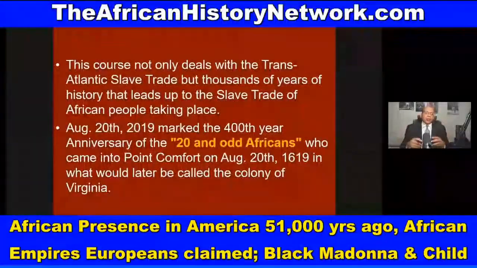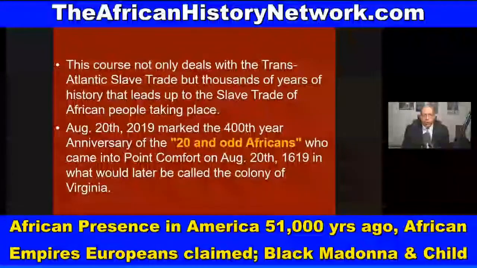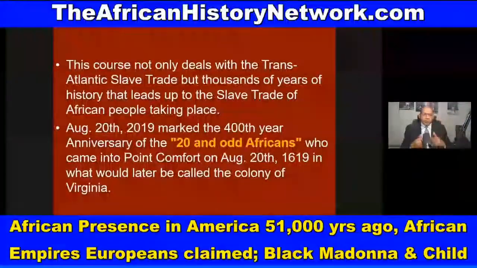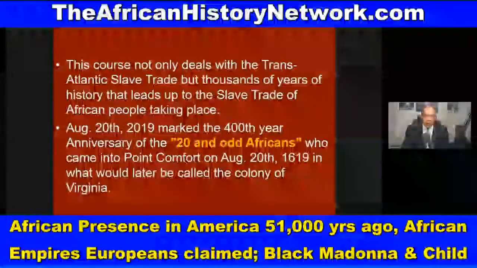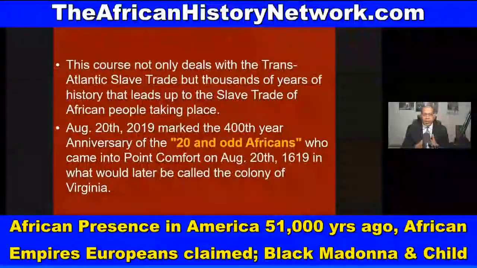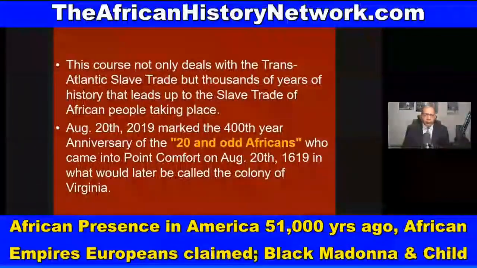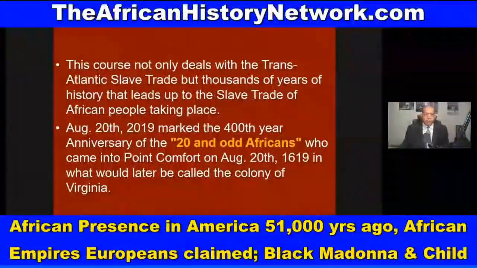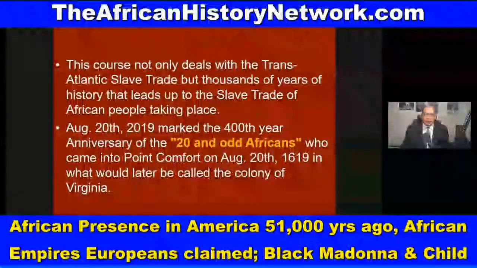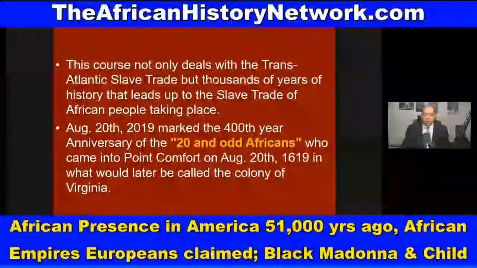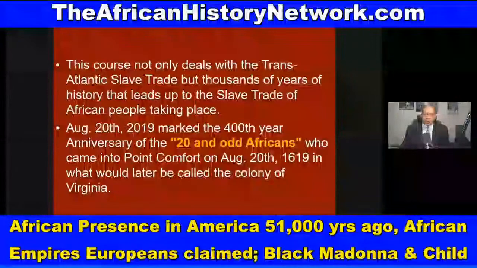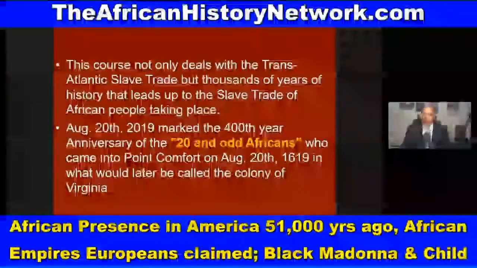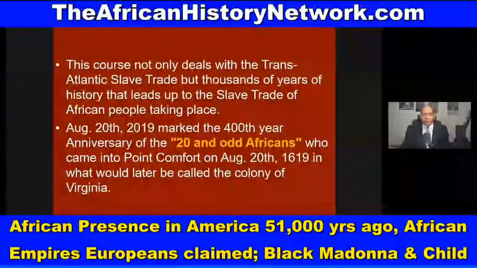This course not only deals with the transatlantic slave trade, but with thousands of years of history that leads up to it. August 20th, 2019 marked the 400th year anniversary of those 20-and-odd Africans, or 20-and-odd Negroes, who came into Point Comfort on August 20th, 1619, in what would later be called the colony of Virginia. This was on the White Lion, an English pirate ship.